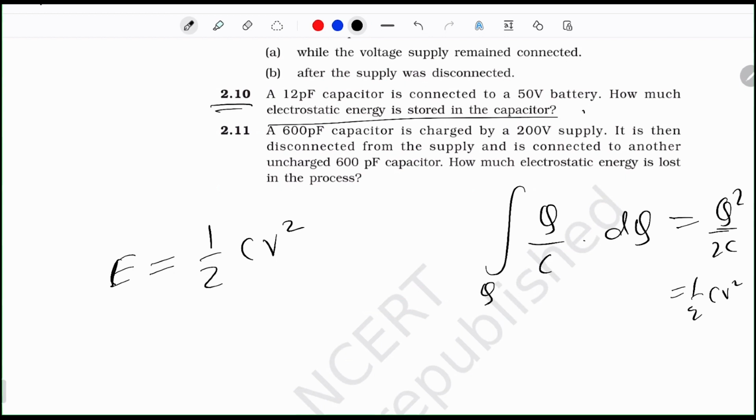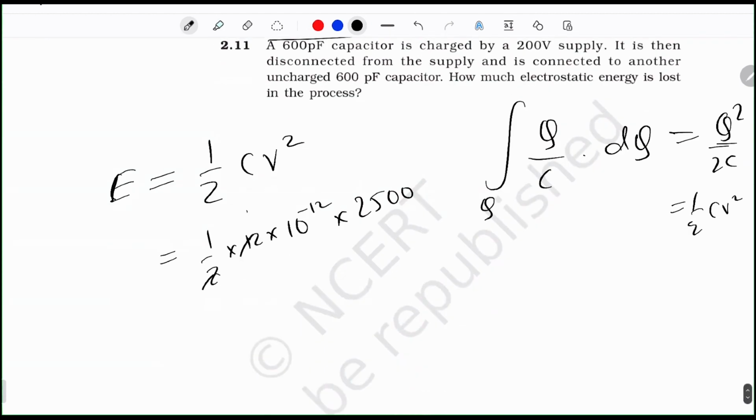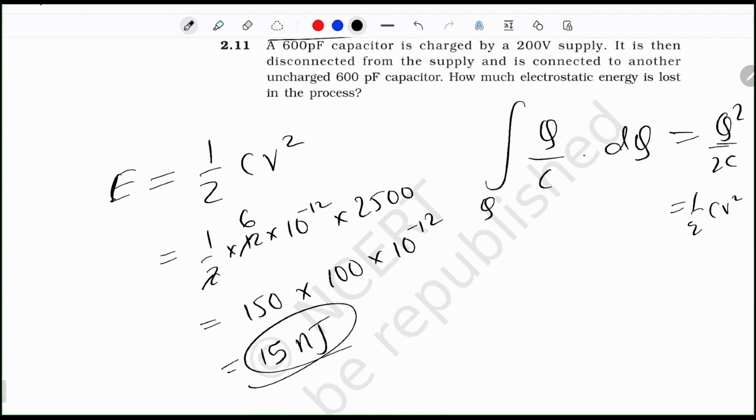Quick derivation. So this is equal to half times 12 times 10 to the power negative 12. Pico means 10 to the negative 12. Times V squared, which is 2500. So that is 6 times 25 is 150, times 100, times 10 to the negative 12. So that is 15 nanojoules of energy, a very tiny amount.